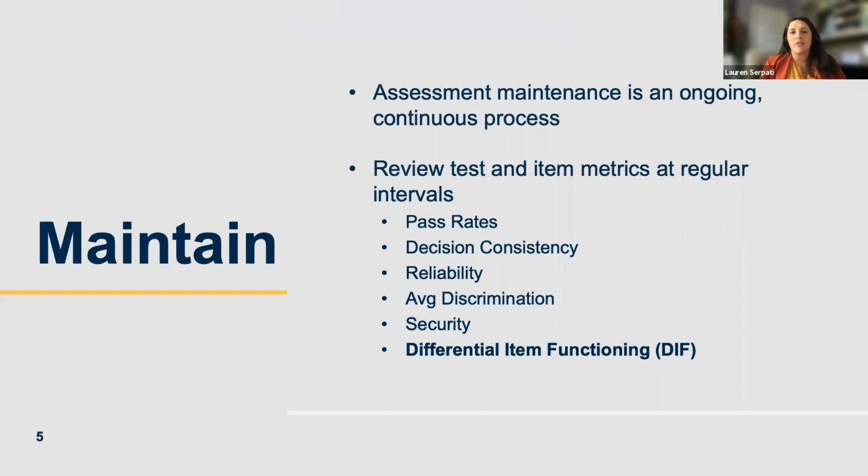Decision consistency is a psychometric metric that we can use to determine the consistency of pass-fail decisions in the assessments. At WGU, we have multiple forms, so we look at this for all the different forms of the assessments, and the multiple forms are a way to ensure security of our assessments as well. Reliability is the average reliability of all the items across the forms.